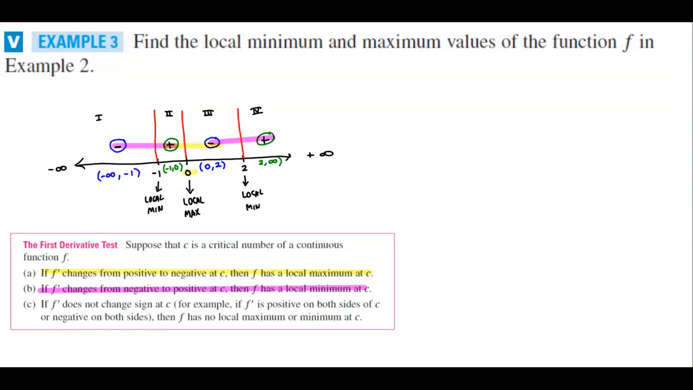So what that means is we have a local minimum at x is equal to -1 and +2, and we have a local maximum at x is equal to 0.